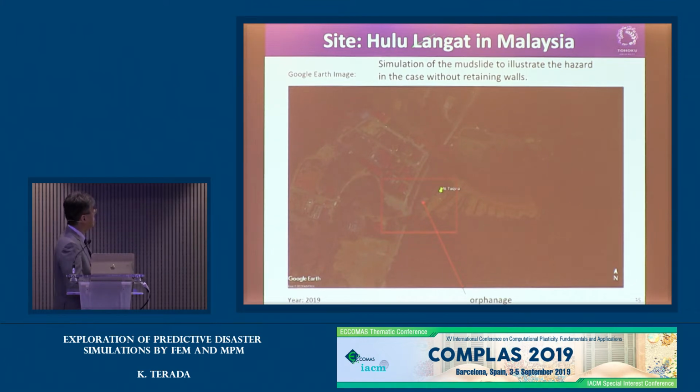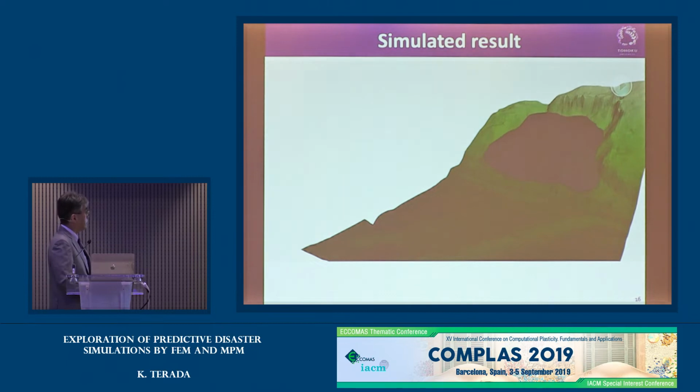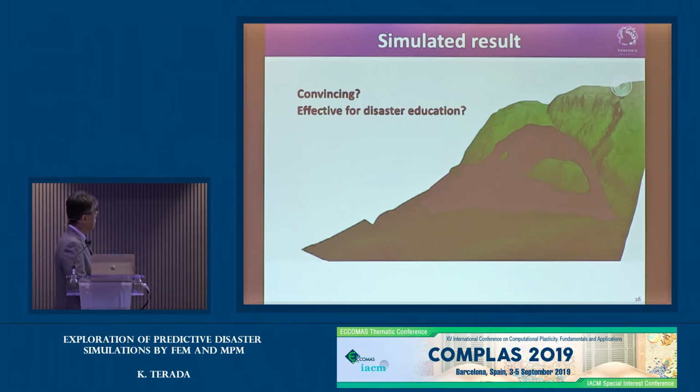We try to simulate the mudslide to illustrate the hazard in the case of no retaining wall, to show the hazard to the residents. Here is the site, Pulau Langat in Malaysia. Here is the orphanage that was attacked by the landslide at that time. And here is the result. It seems fine. Is it convincing or effective for disaster education?